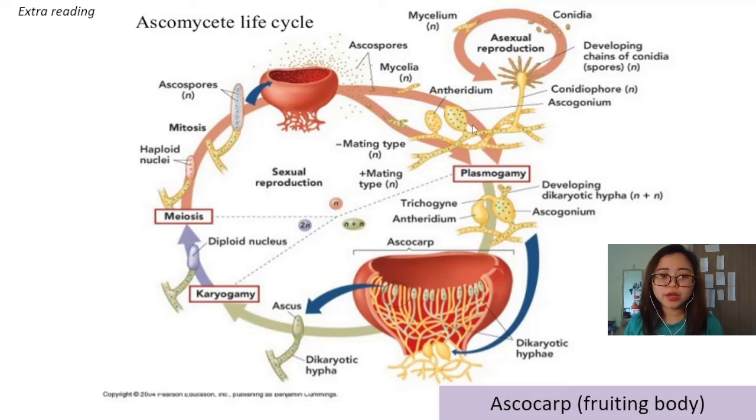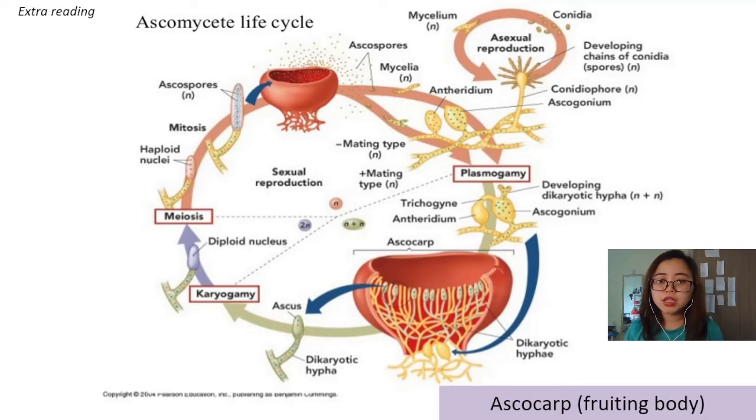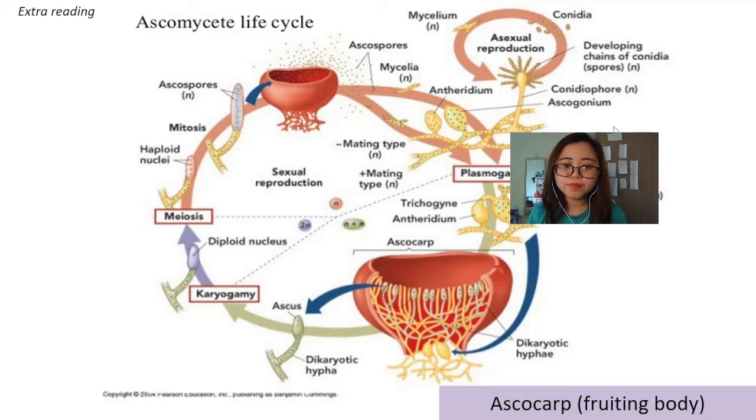Okay, so asexual reproduction is very simple. It's up here, the smaller circle. It just has the conidiophore that contains conidia.